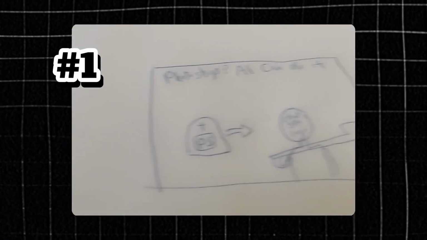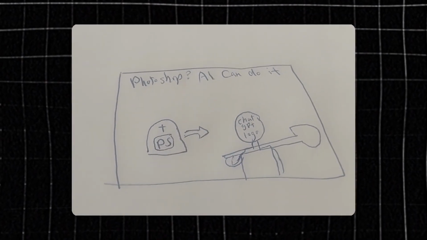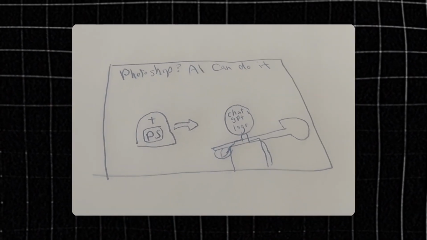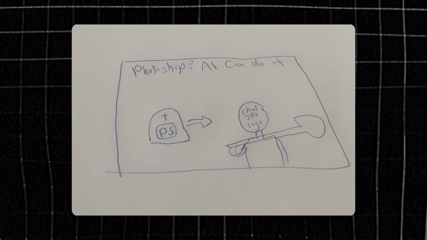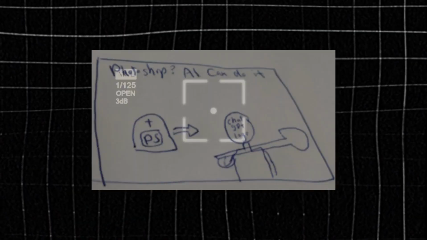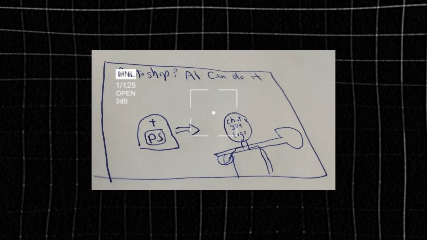First, grab a piece of paper and a pen. Now, draw the thumbnail you have in your mind. It doesn't need to be perfect. Even a rough sketch is fine. Here's mine. I just drew it quickly, but it already shows the main idea.